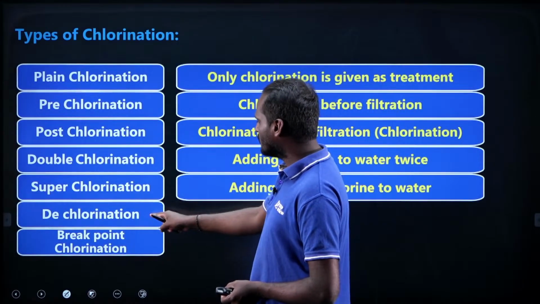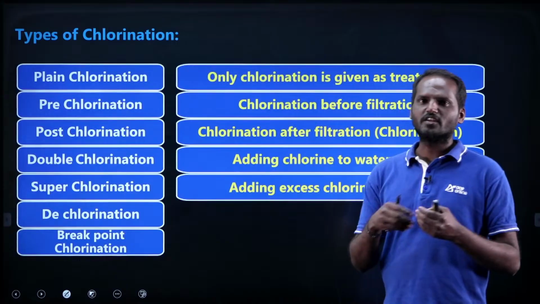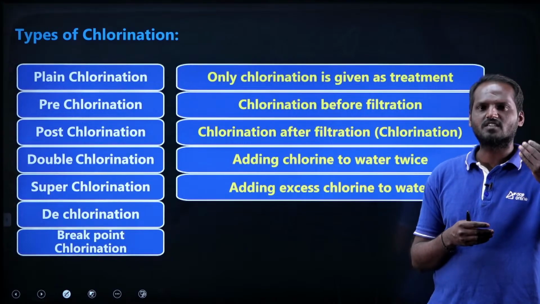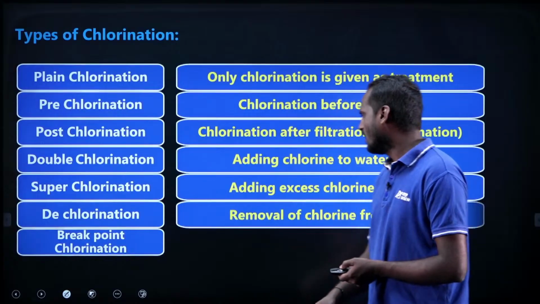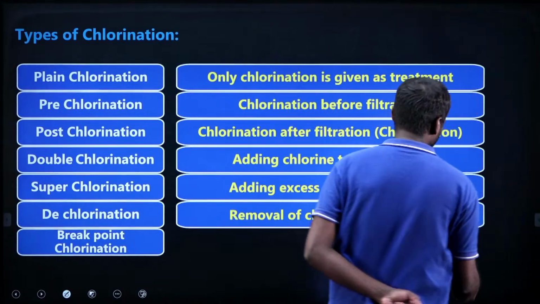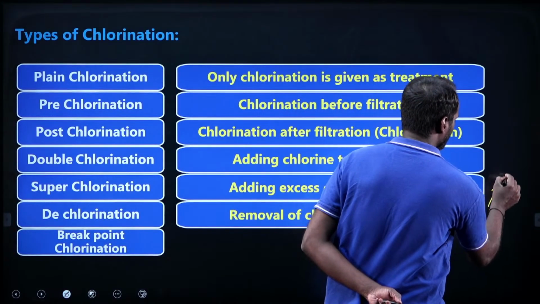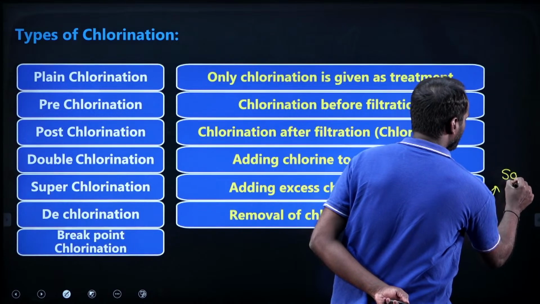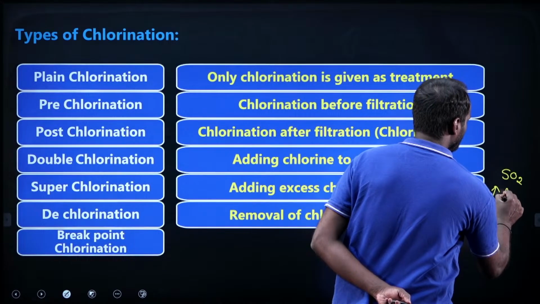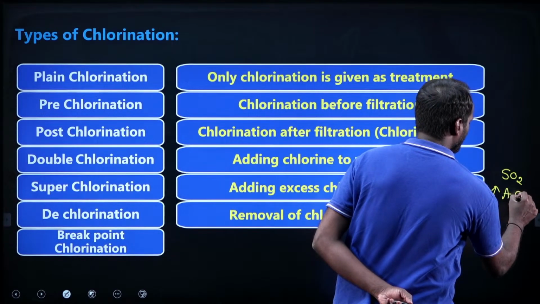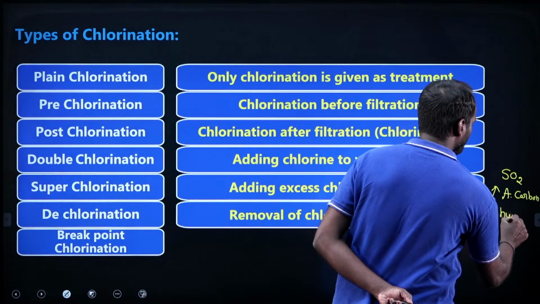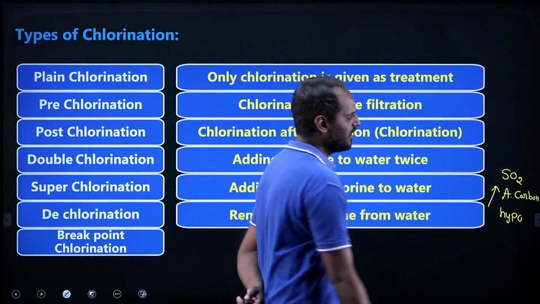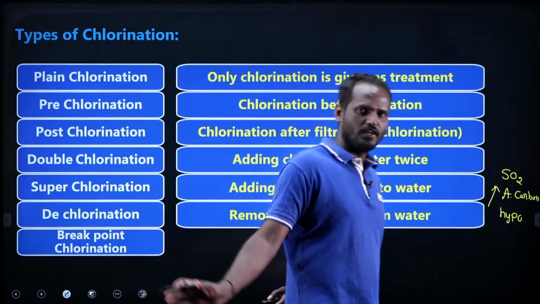What is dechlorination? If you add excess chlorine, you must ensure extra safety, because of the formation of trihalomethanes. You need to remove excess chlorine by dechlorinating. As you know, the dechlorinating agents, right? Dechlorination can be done with the help of sulfur dioxide and activated carbon. I am simply writing here activated carbon, and hypo, sodium thiosulfate, you can write. These are all dechlorinating agents. That is what dechlorination means.